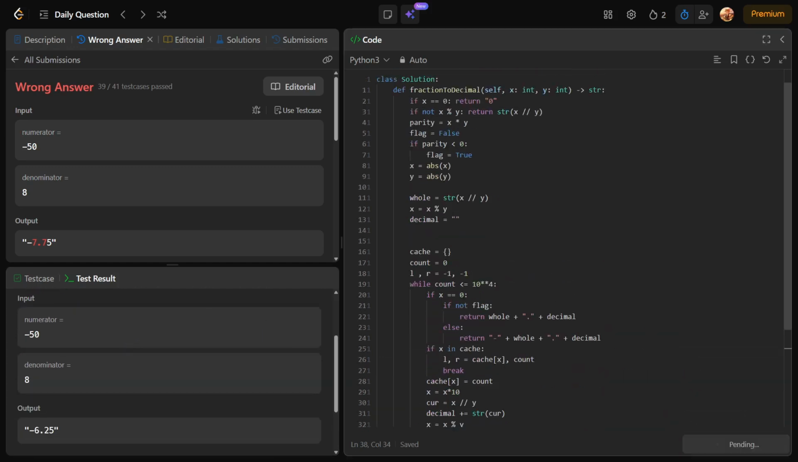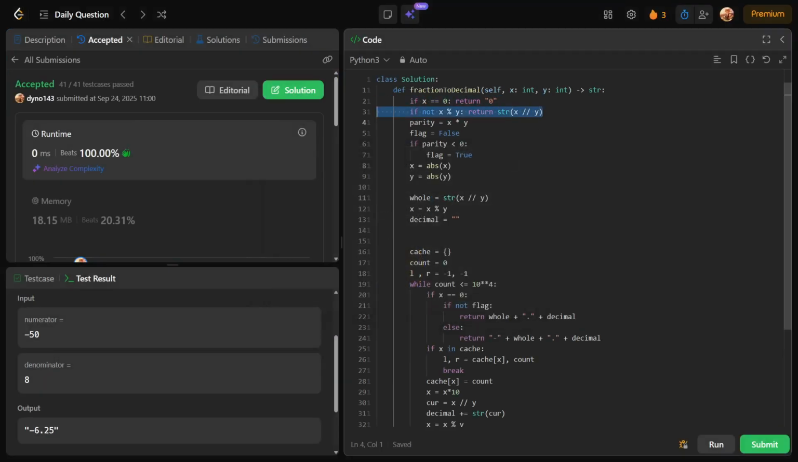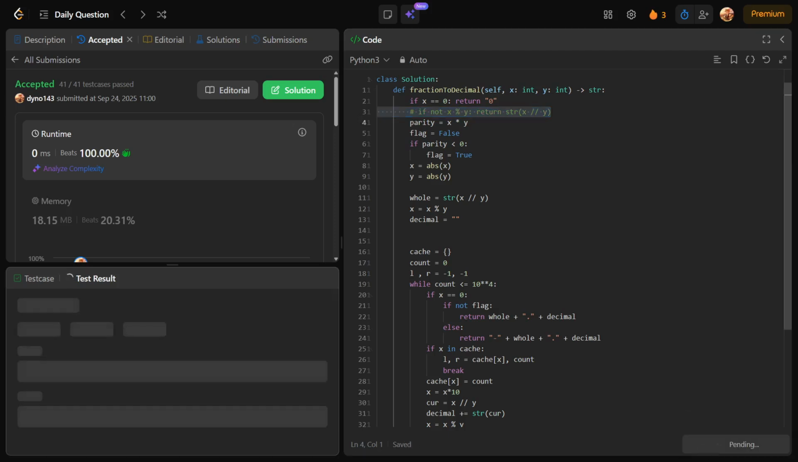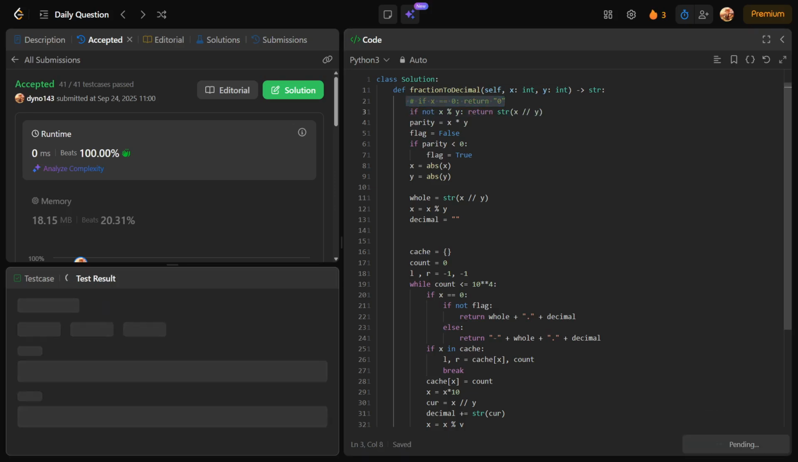Okay, this should be fine, I guess. Perfect. Okay, I don't think we need this either. Do we need this? We do need it. Okay. Let's just have it there. If x is equal to 0, return 0. I don't know if we need that.